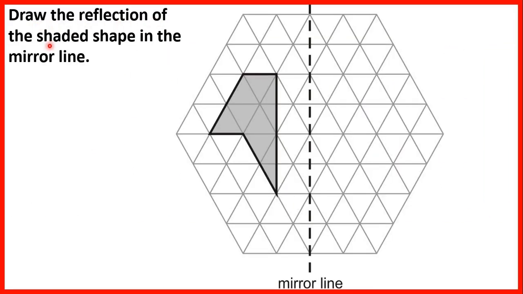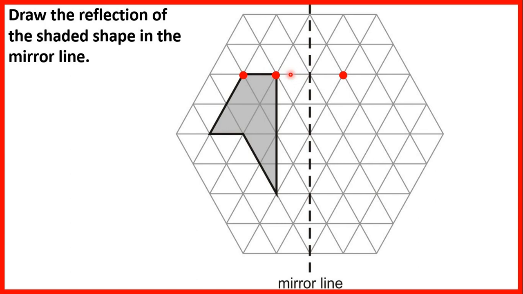Draw the reflection of the shaded shape in the mirror line. So we have our mirror line down the middle, and if we're drawing the reflection, we need to make sure that each corner is the same distance from the mirror line when it's reflected. So if we dot this corner, we can see that from the mirror line, that's 1 square left, so we can go 1 square right and dot the point.